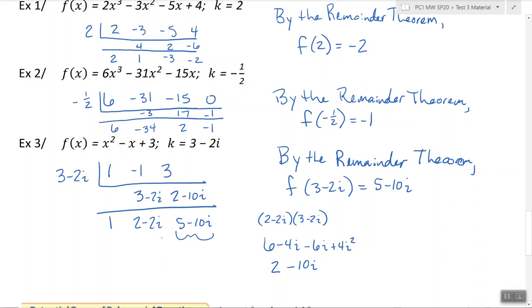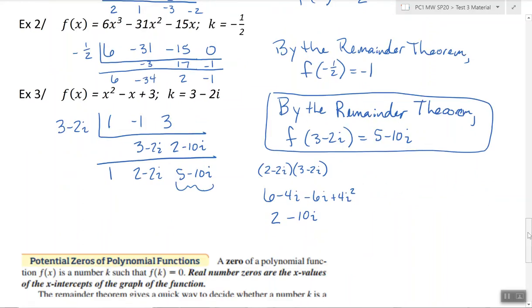Give yourself enough room to squish those i terms in there. Give yourself enough room to do your extra work. And you might want to put a box around your answer when you're finished so you can separate that from all the work you did to get your answer. All right.